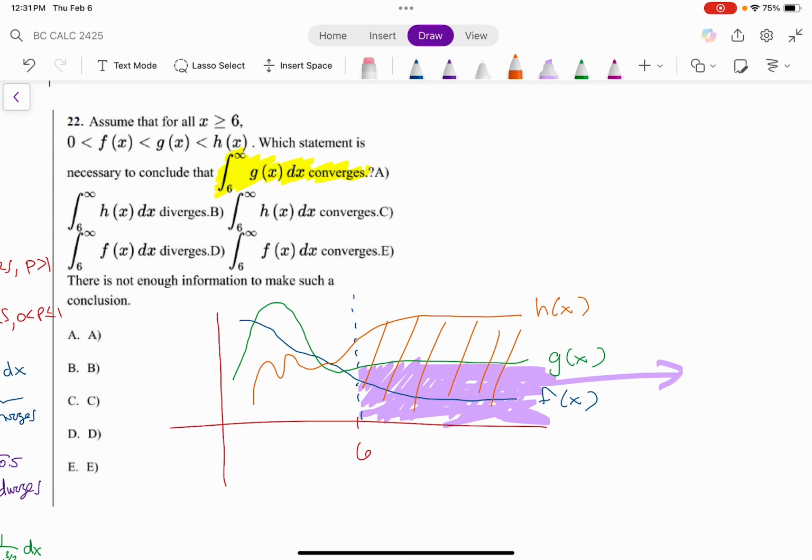So that gives us that b would have to be true for us to conclude that. Okay, so that's called the comparison test for improper integrals.